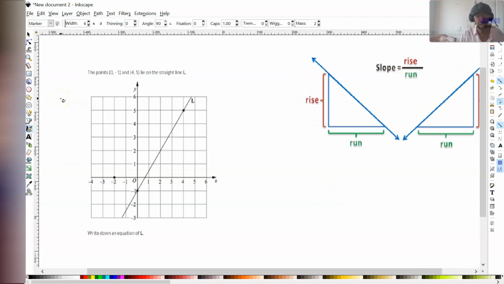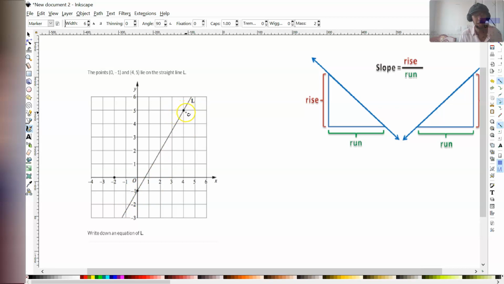Here's another question. Pause the video and have a go at this yourself, and then we'll go through the answers when you're ready. Okay, welcome back. Let's see how you did with this question. Let's read it out first. We're told the points (0, -1) and (4, 5) are on a straight line. Write down the equation of this line. So (0, -1) is this point here, and this is the second point.